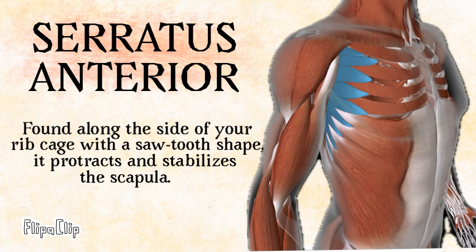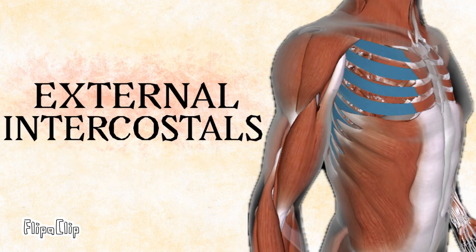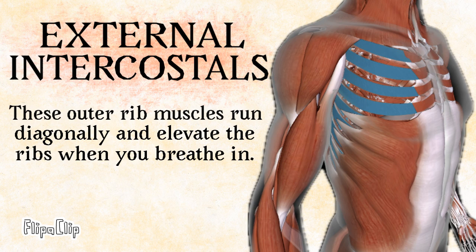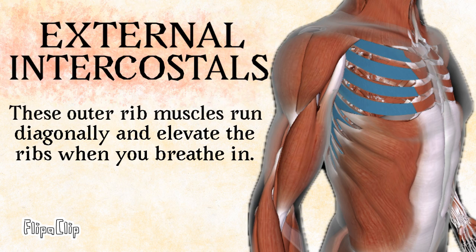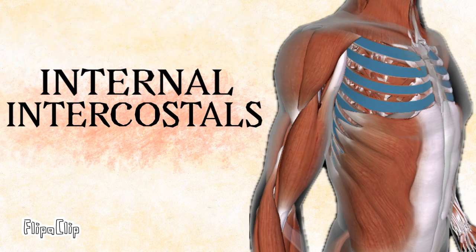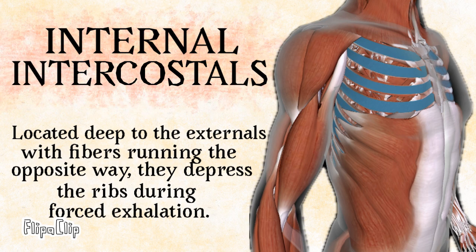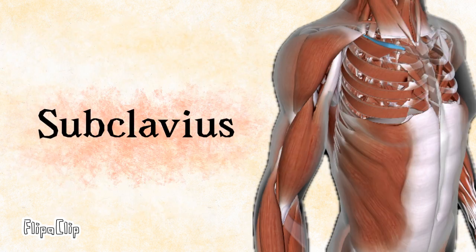Serratus anterior. Found along the side of your rib cage with a saw-tooth shape. It protracts and stabilizes the scapula. External intercostals. These outer rib muscles run diagonally and elevate the ribs when you breathe in, while internal intercostals, located deep to the externals with fibers running the opposite way, depress the ribs during forced exhalation.